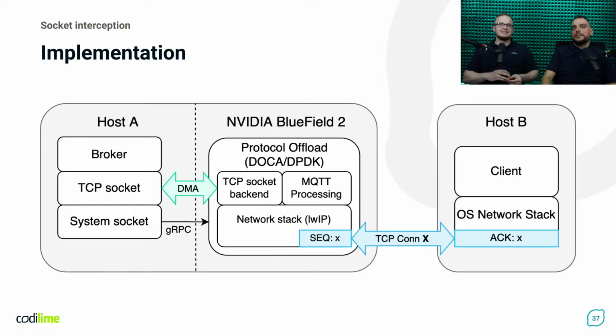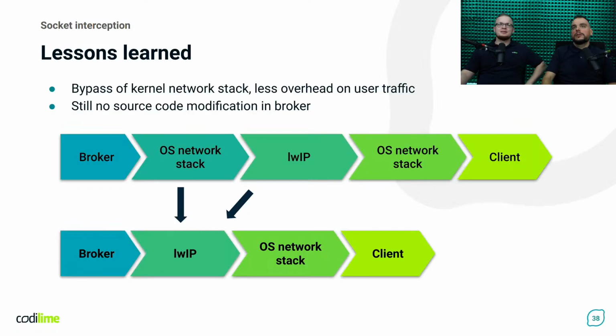Yeah, and it was not. So with this approach, the result is that the broker uses the lightweight IP network stack nearly directly. There are, of course, a lot of intermediate layers. But the important thing is that we bypass the kernel network stack on the host.